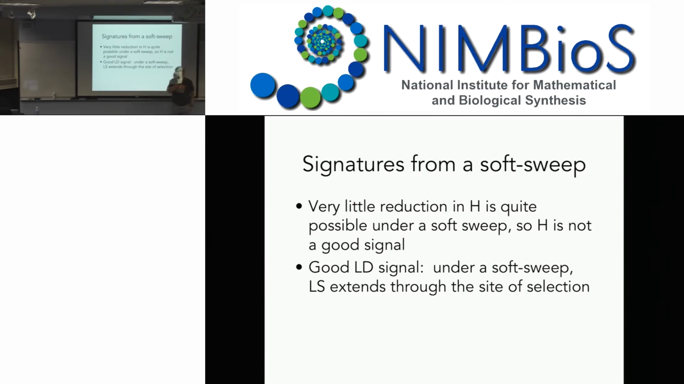So what are the signatures of a soft sweep, either multiple origins or a single origin soft sweep? There's very little reduction in H under many soft sweeps, so H is not a good signal. H, the heterozygosity, the nucleotide diversity. The key is that LD is a good signal. Under a soft sweep, LS, it should be LD, fix that right now before I forget.